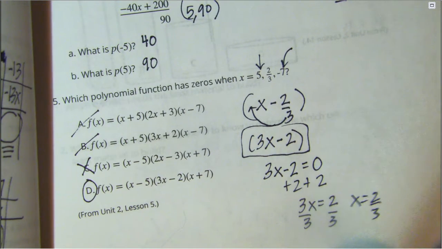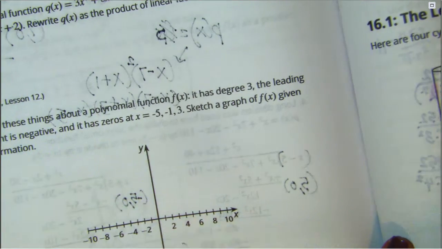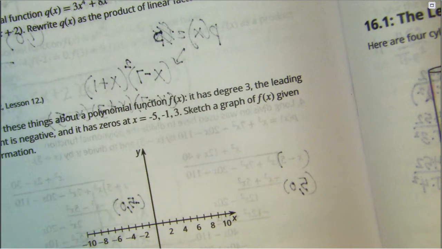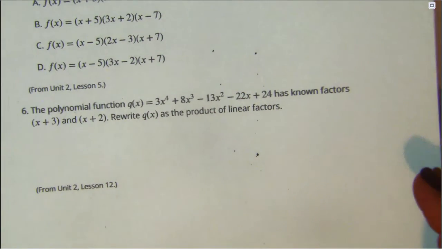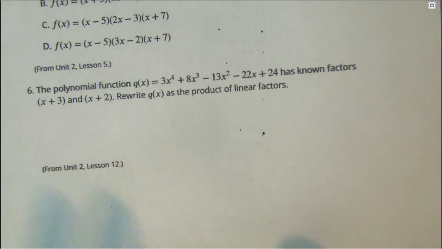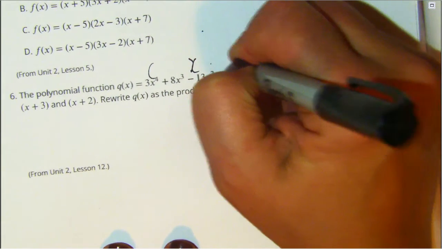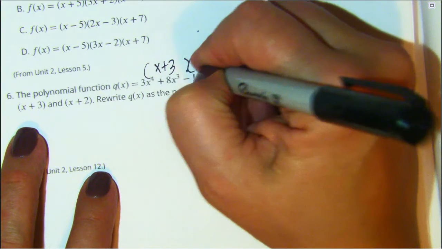All right. Number 6. Oops, I'm going to go back to my paper as my pen bled through. All right, this polynomial, mine's on the other page, but okay, it's on the bottom. The polynomial has known factors x plus 3 and x plus 2. Rewrite it as a product of linear factors. Well, this is a fourth degree, so it's going to be 1, 2, 3, 4. I know two of them, x plus 3 and x plus 2.